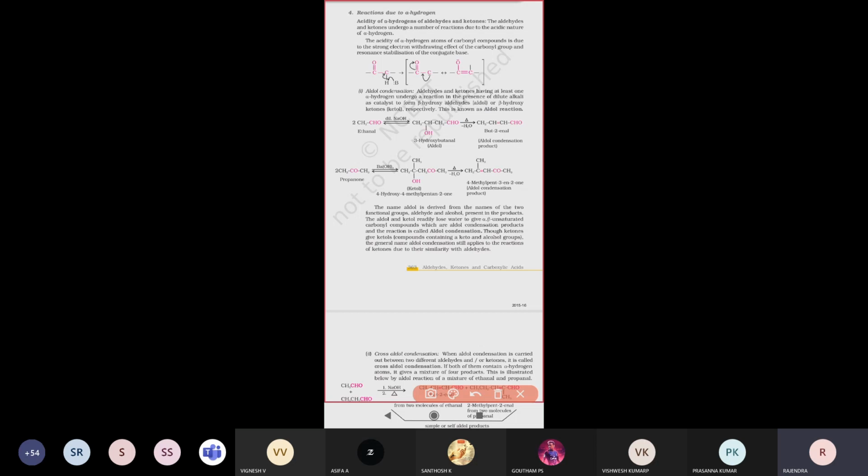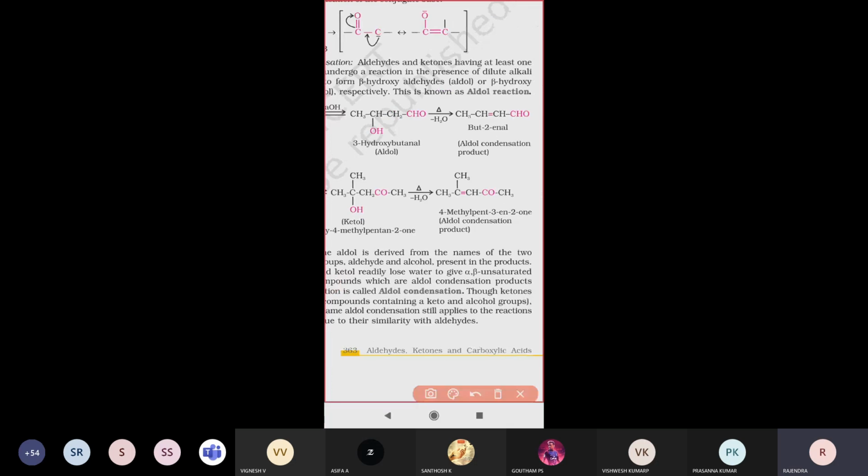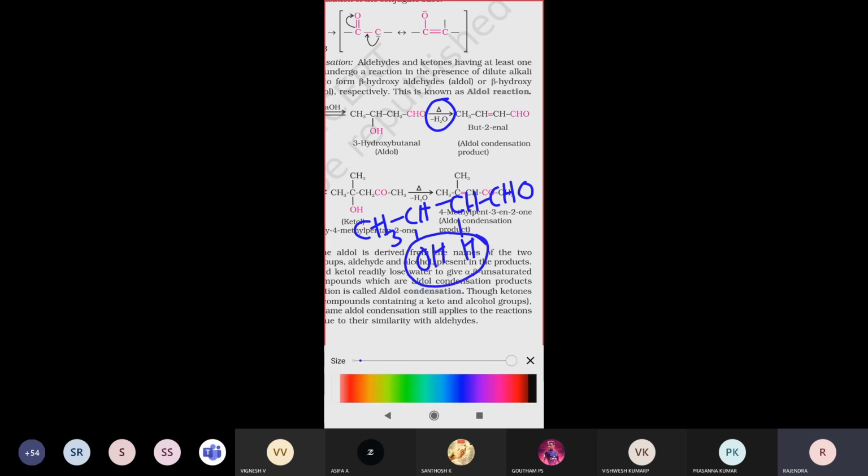When heat energy is applied, one water molecule will be eliminated. Already I told you that. Just see how this water molecule is eliminated. In the aldol we have taken, that means CH3 CH OH CH2 CHO, here one H plus ion and here one OH minus ion. Both combine, and a water molecule will be left out.